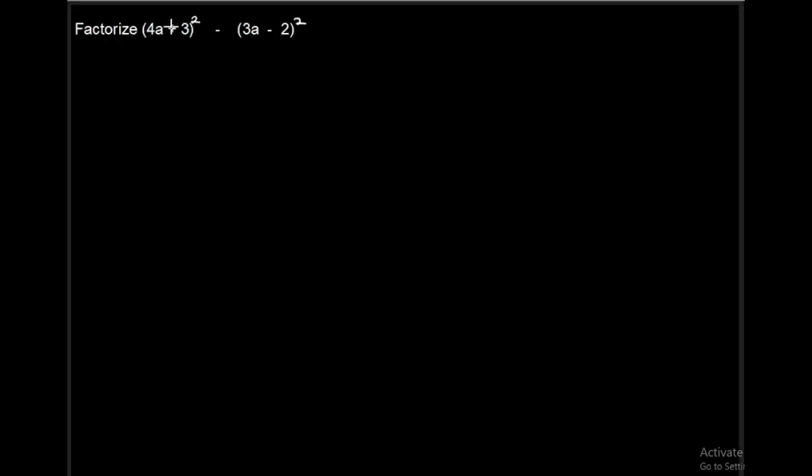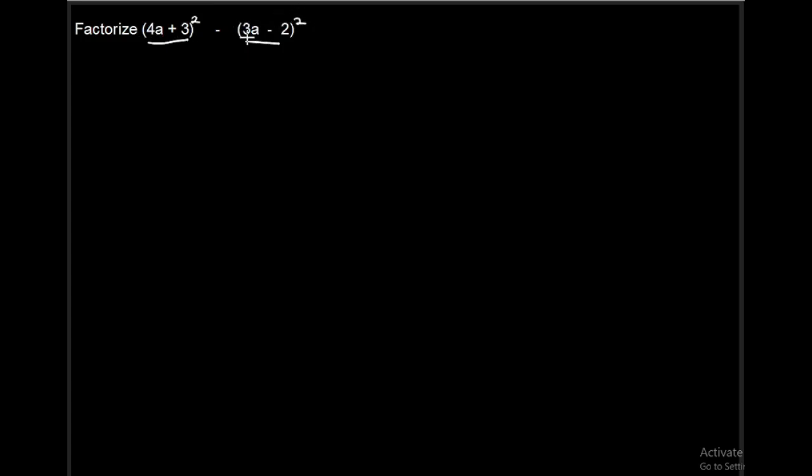For this question here, we have: factorize (4a + 3)² − (3a − 2)². Now we're going to ask ourselves, can we apply difference of two squares here? Looking at this question, we have the whole of this existing as a single term all squared, minus the whole of this existing as a single term all squared. So we have squared values here.